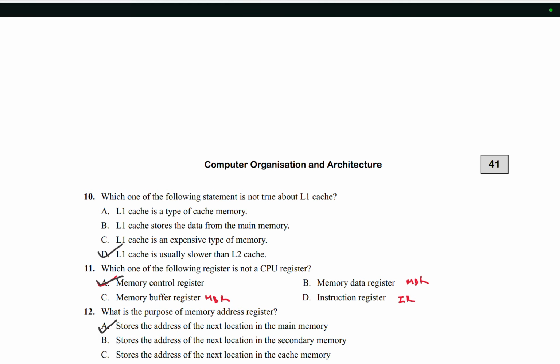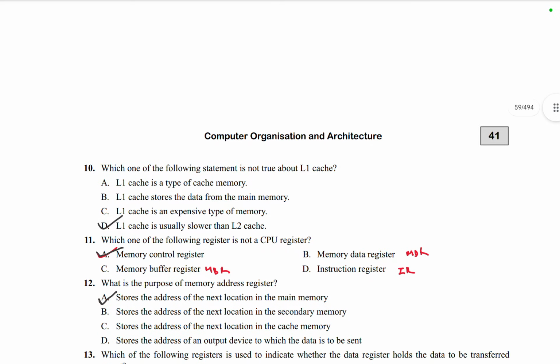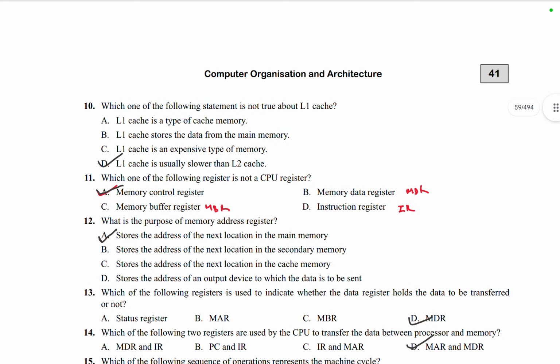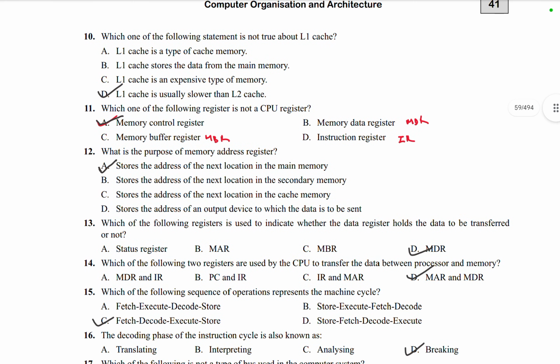What is right about L1? L1 cache is a type of cache memory. L1 cache stores the data from the main memory. L1 cache is an expensive type of memory. Which of the following registers is not a CPU register? Memory control register is not a CPU register, while MBR, MDR, and IR are CPU registers.